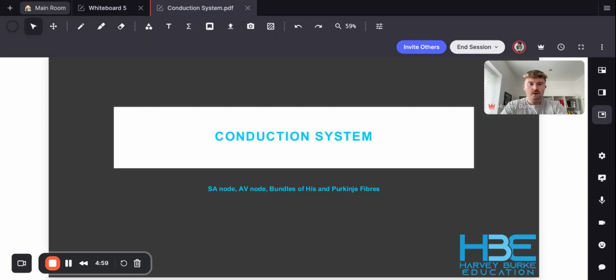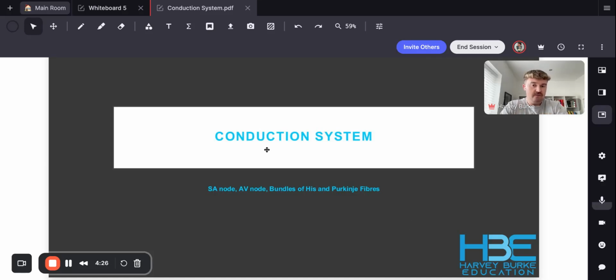Hi everyone. So today we're going to go through the conduction system, and this topic is the same for OCR and AQA and EdExcel. And this is looking at how an electrical impulse travels around the heart and how that then controls atrial systole, ventricular systole, and diastole. So we're going to link those two topics together, the conduction system itself, and then how it controls the cardiac cycle, because sometimes in the exam they ask about those two things together.